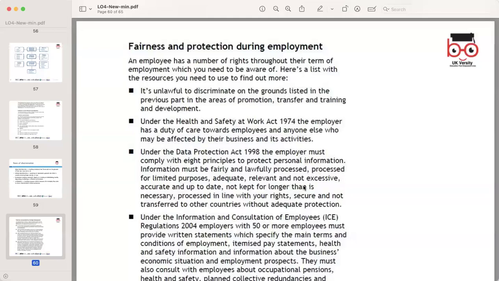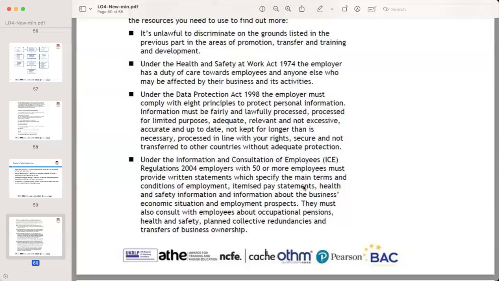Then, information and consultation of employees. Under the Information and Consultation of Employees Regulations 2004, employers with 50 or more employees must provide written statements which specify the main terms and conditions of employment, pay statements, health and safety information, and information about the business's economic situation and employment prospects. So basically, these are the most important items.